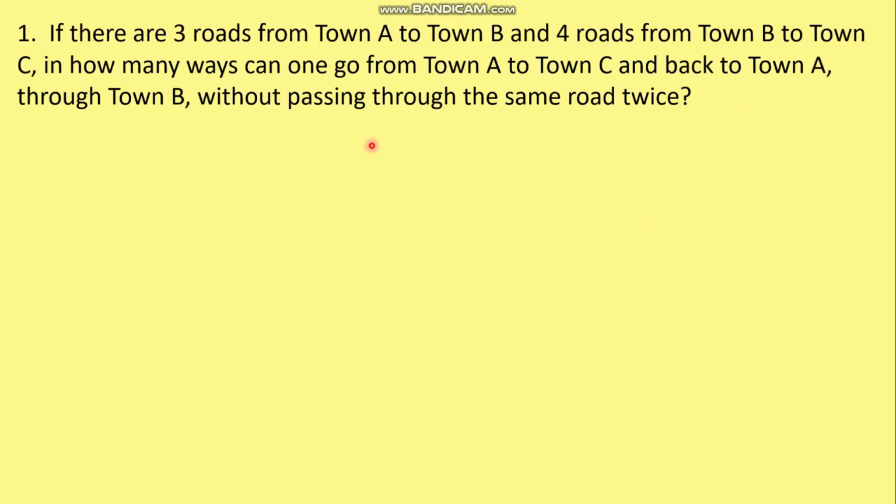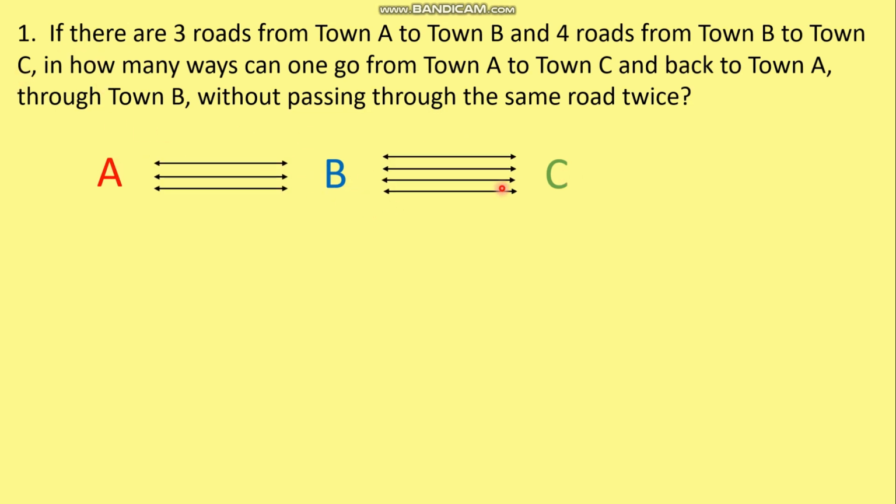For number 1, if there are 3 roads from town A to town B and 4 roads from town B to town C, in how many ways can one go from town A to town C and back to town A through town B without passing through the same road twice? So meron daw 3 towns, si A, B, and C. Now, from A to B, merong 3 roads. From B to C naman, merong 4 roads.